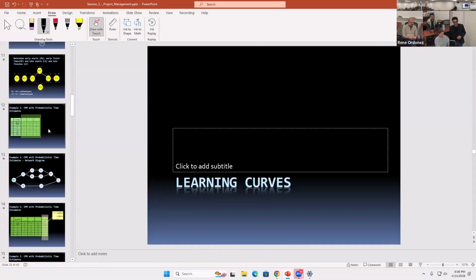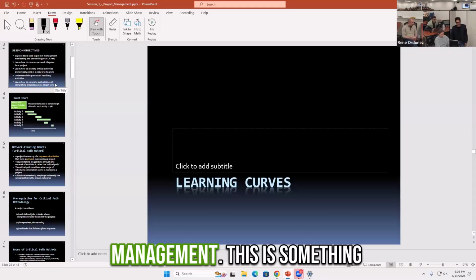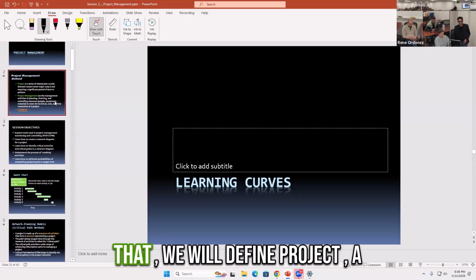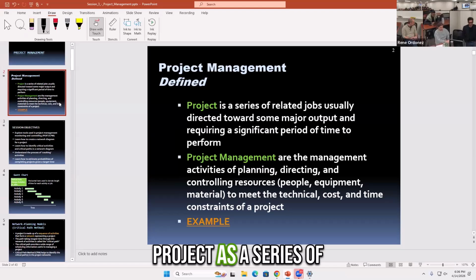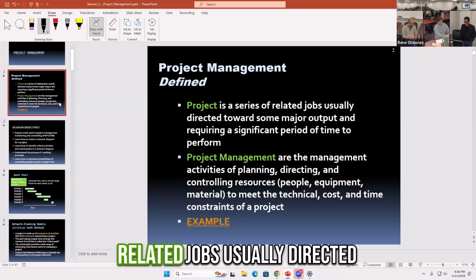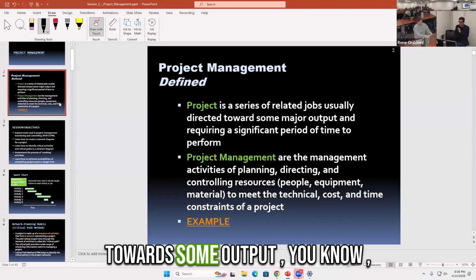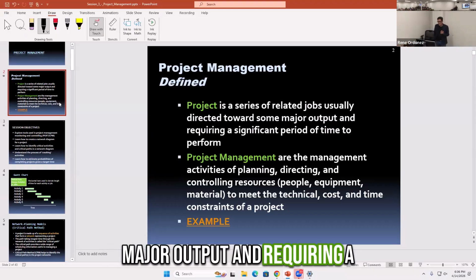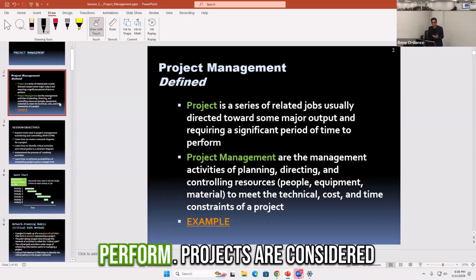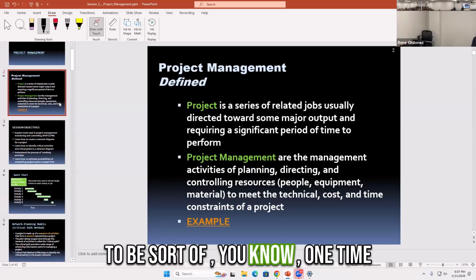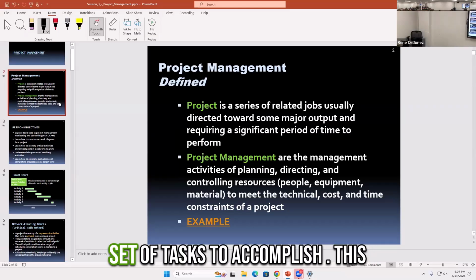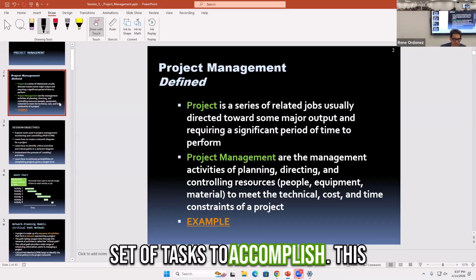So let's talk about project management. We will define a project as a series of related jobs, usually directed towards a major output, and requiring a significant period of time to perform. Projects are considered to be a one-time set of tasks to accomplish.